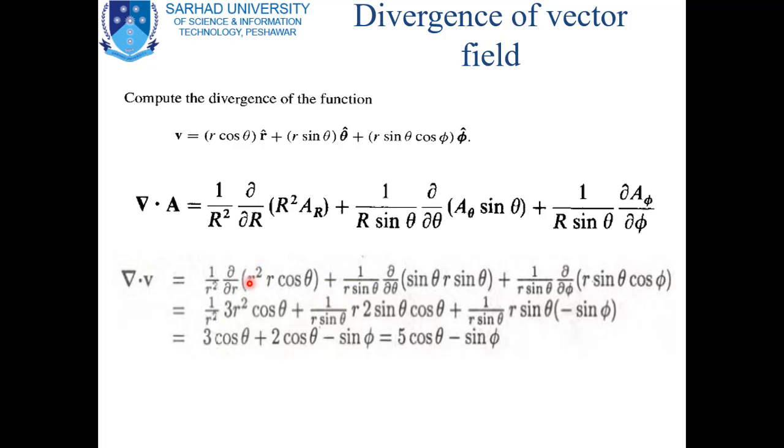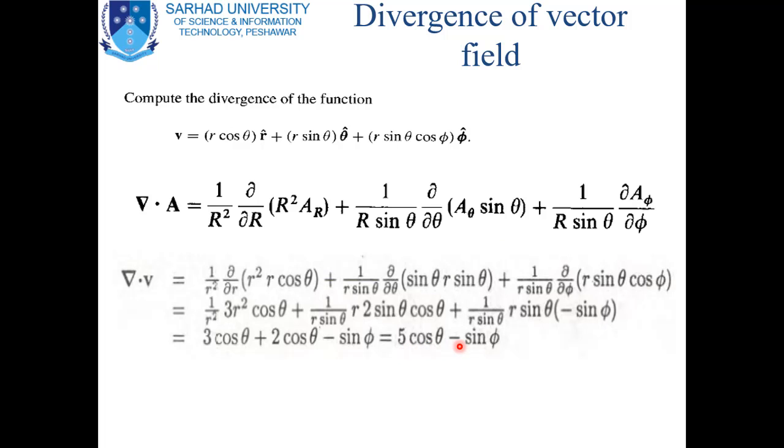This is the r square of the formula, and r cos theta is the r component of a vector v. So this r square and this r will multiply, and we will have r cube, and we will differentiate it with respect to r. So we will have 3r square into cos theta, and then the remaining part. So after differentiating with respect to theta and phi, and after some calculation, our answer will be 5 cos theta minus sin phi.